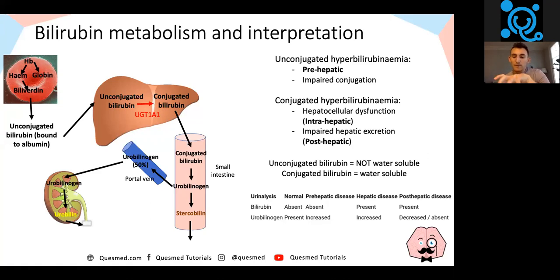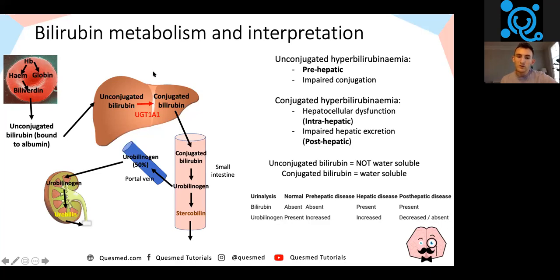If you have a hepatic cause of high bilirubin, you would expect to see conjugated bilirubin leak from your liver, and then that can appear in the urine. So you can see that on the urine dip, a high bilirubin. And that's the case for hepatic and post-hepatic disease. If you look at the urobilinogen in hepatic disease, it's increased. And then in post-hepatic disease, the urobilinogen is absent or decreased in the urine.